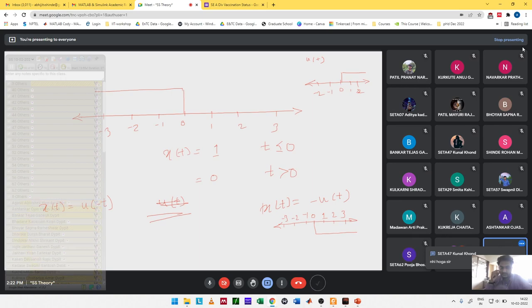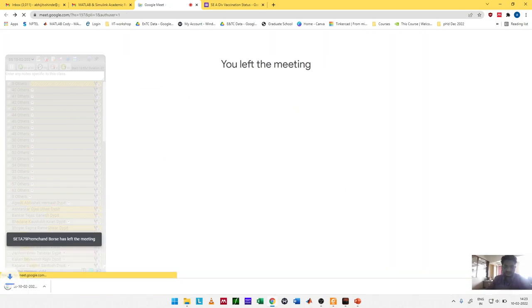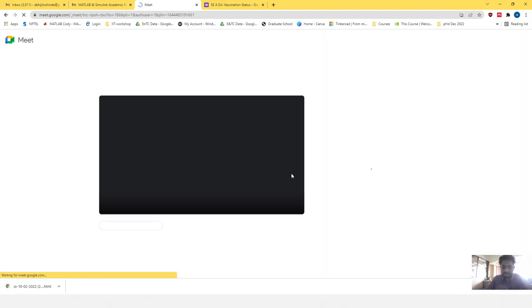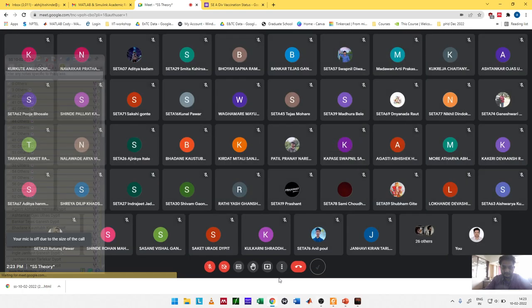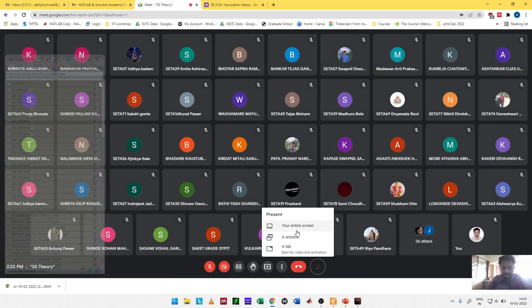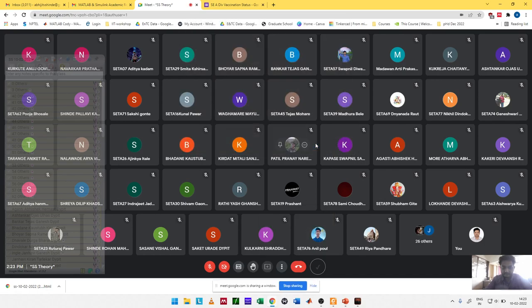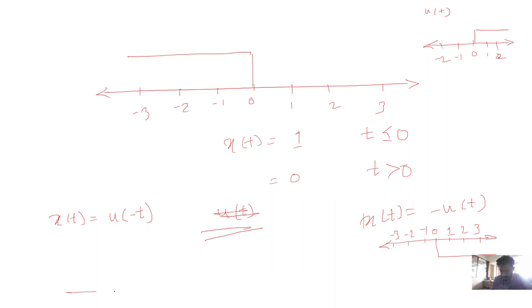It will not be u of minus t? It will be minus t, Anil? Why? See, let's plot this. Sorry, by mistake I had left it. Okay, so let's plot this. So this is 0, 1, 2, 3, minus 1, minus 2, and this is minus 3. For 0, what is the value? If I put 0 over here, t is equal to 0, what will happen?